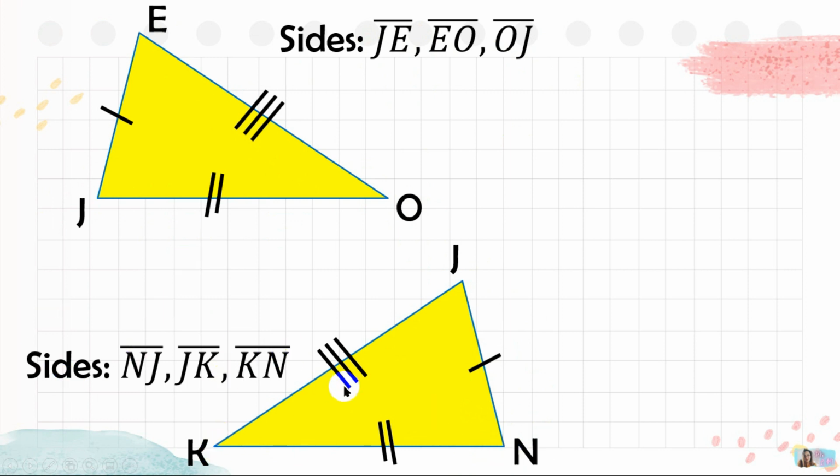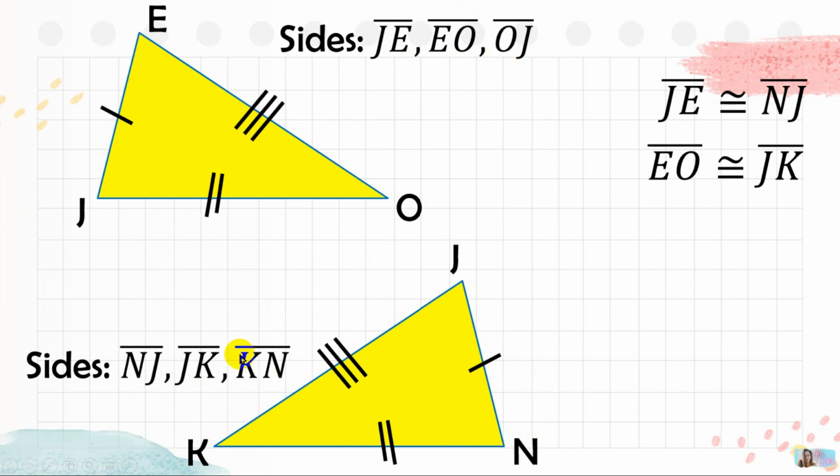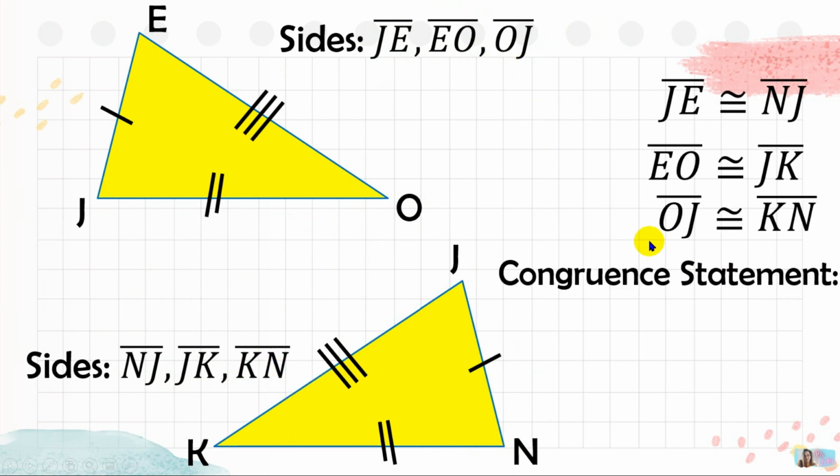So, since corresponding naman na yung pagkaka-list down itong ating sides, we can also name the congruent sides. So, side JE, congruent siya kay NJ, si EO, congruent siya kay JK, at saka si OJ, congruent naman kay KN. The next one is the congruence statement. Okay? So, here, ano nga ba ang ating congruence statement? Triangle JEO is congruent to triangle NJK. Okay? So, that's for our first example para sa ating SSS Congruence Postulate.